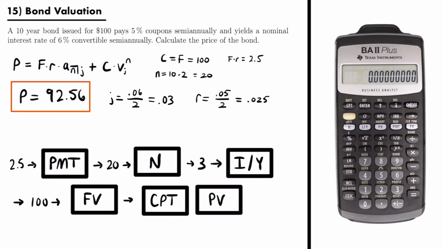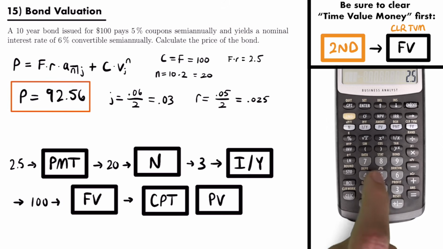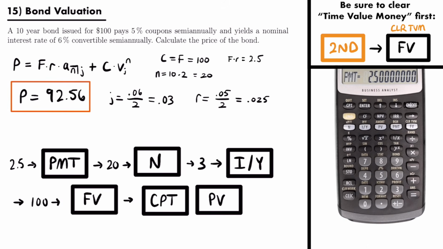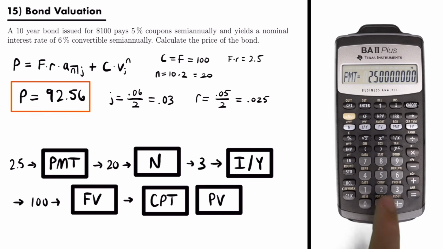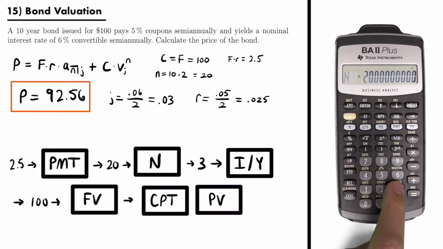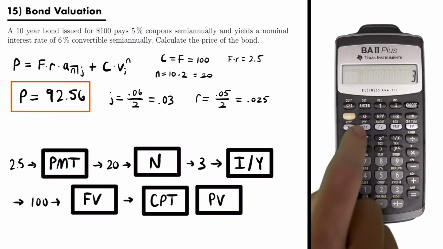Basically, the payment is equal to the amount of your coupons, which is found by multiplying the face value by the coupon rate. In this case, that's 100 times 0.025, which gets you 2.5. All right, so 2.5 is the payment. Then we know that there are 20 semi-annual periods, so 20 is our value of n. Our interest rate is going to be the yield rate of 3%, so make sure that you put in 3, not 0.03, as your interest rate.